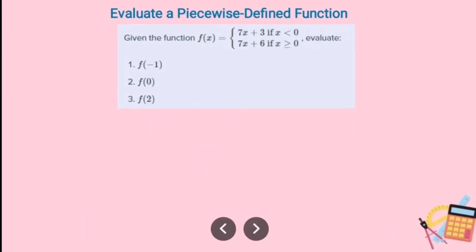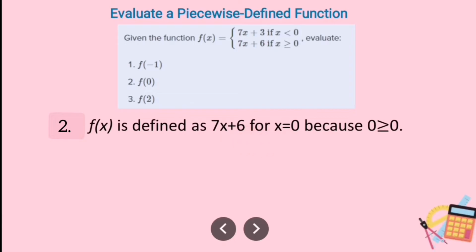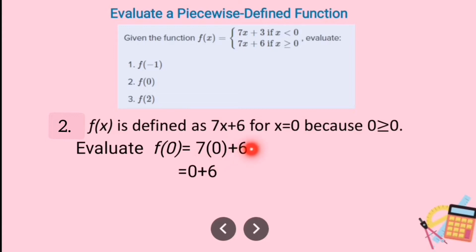Next, let us try number 2, f of 0. Since 0 is greater than or equal to 0, the function we'll use to evaluate f of 0 is 7x plus 6 for x equals 0 because 0 is greater than or equal to 0. And then, substitute into the equation, we will get f of 0 equals 7 times 0 plus 6. Simplify. 7 times 0 equals 0 plus 6, and then we will get a final answer, positive 6.